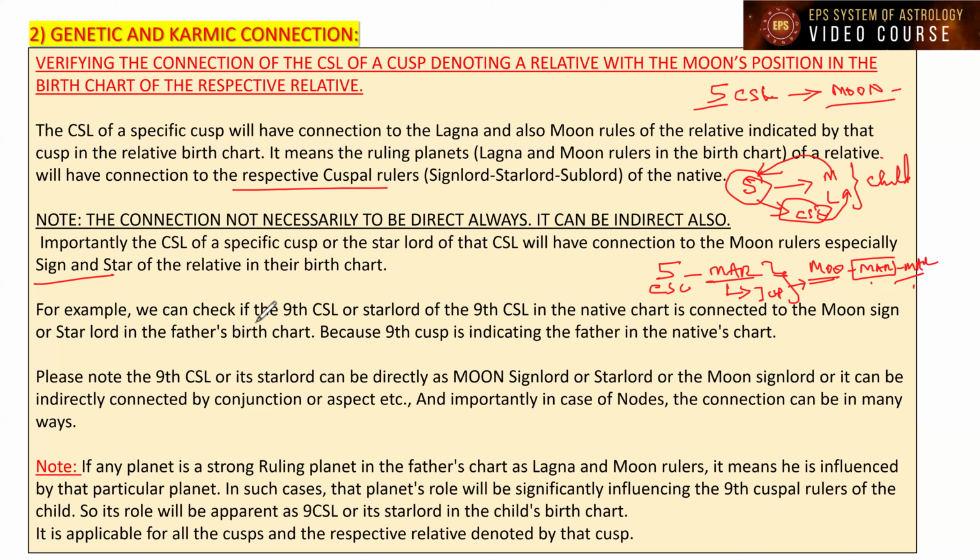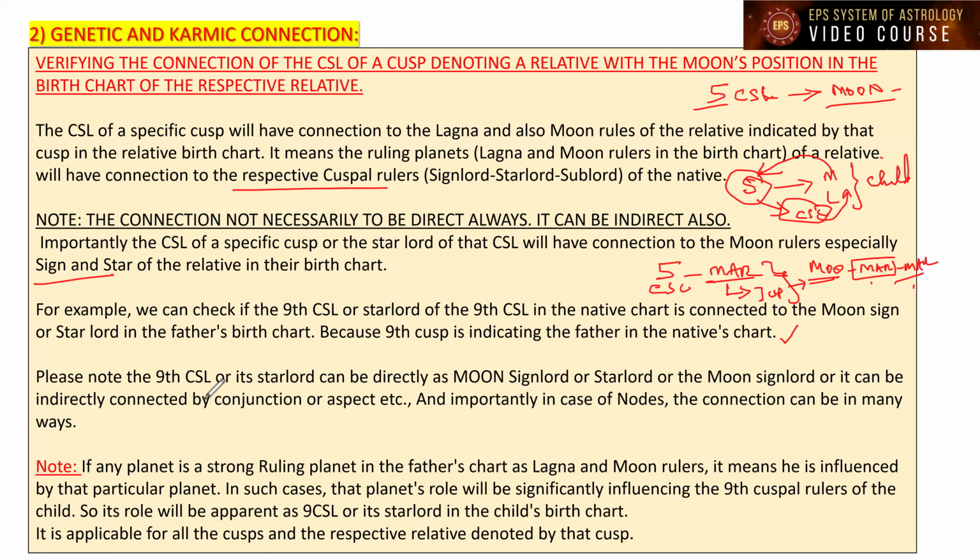For example, we can check if the cuspal sublord of the ninth house, or the star lord of the ninth cuspal sublord in the native chart, is connected to the moon sign or star lord in the father's chart, because the ninth cusp is denoting the father in the native chart. I think we're able to understand.